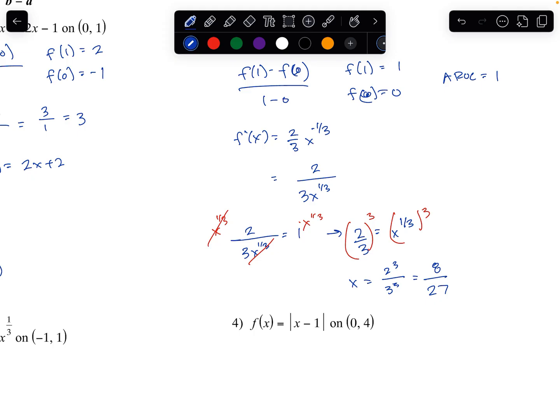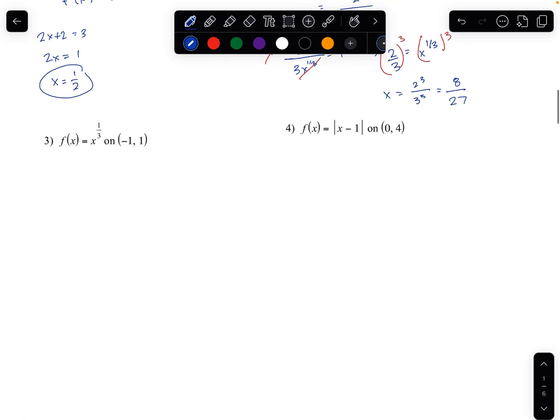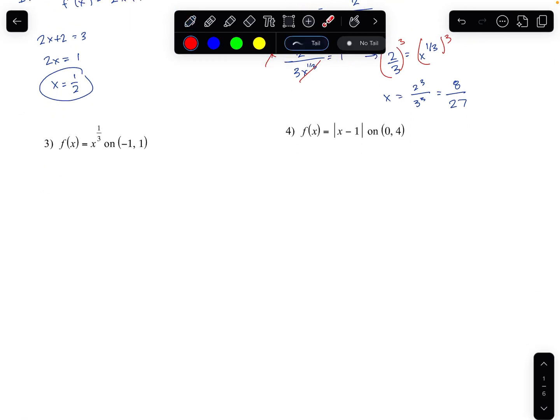Okay. That should be right. Something doesn't feel right, but I don't think I did anything wrong. Maybe you guys see differently. 2 to the 3rd is 8, 3 to the 3rd is 27. Yeah, I think I did good. Sweet. Okay, for 3, so we have x to the 1/3 from -1 to 1.